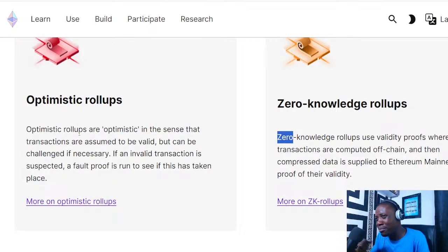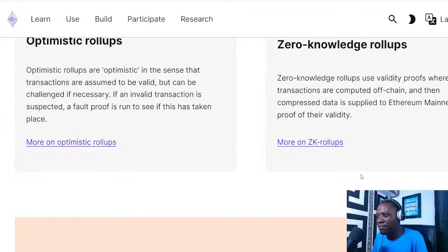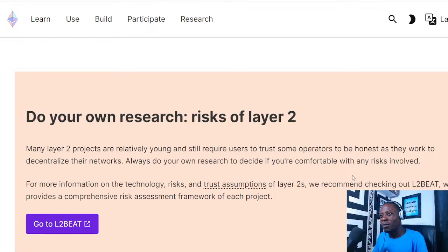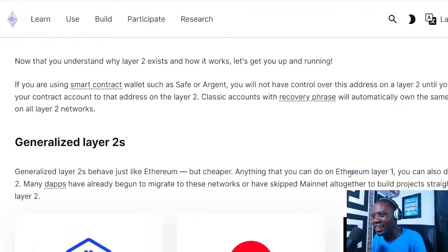I don't know if that really makes any sense to you, but optimistic rollups more like give validity ahead, and then zero-knowledge rollup uses validity proofs where transactions are computed off-chain, and then compressed data is supplied to Ethereum mainnet as a proof of their validity. I'm gonna come back probably, but what really matters is for us to understand that individually, and so conclusively we can actually draw the curtains that this is what we've been discussing about.